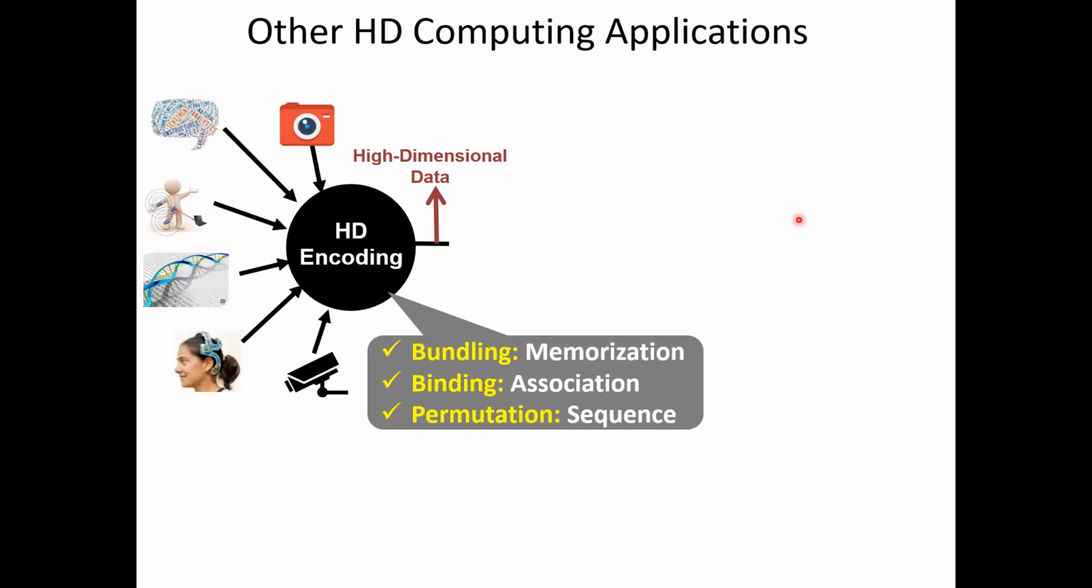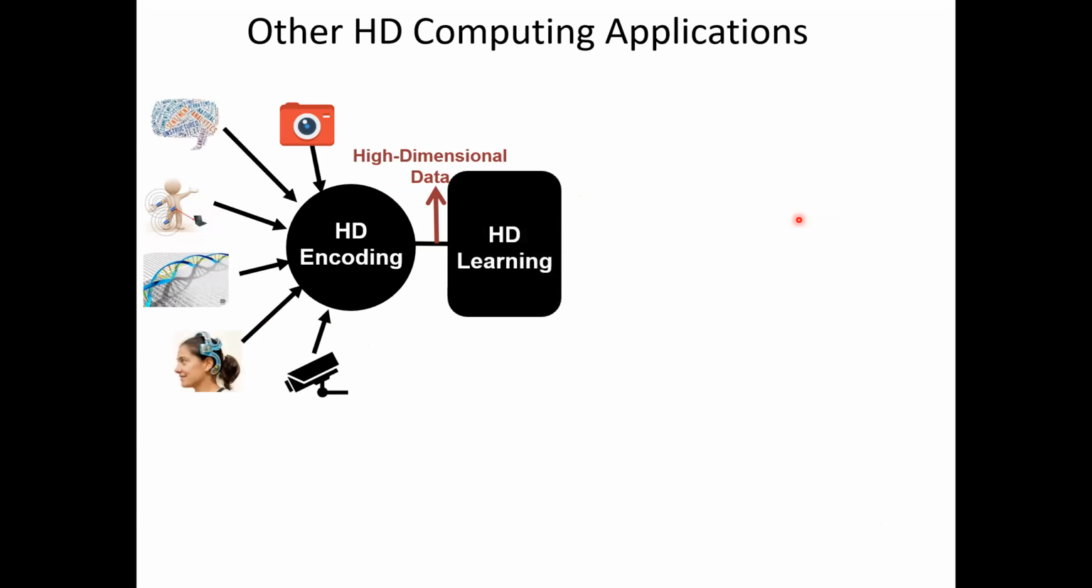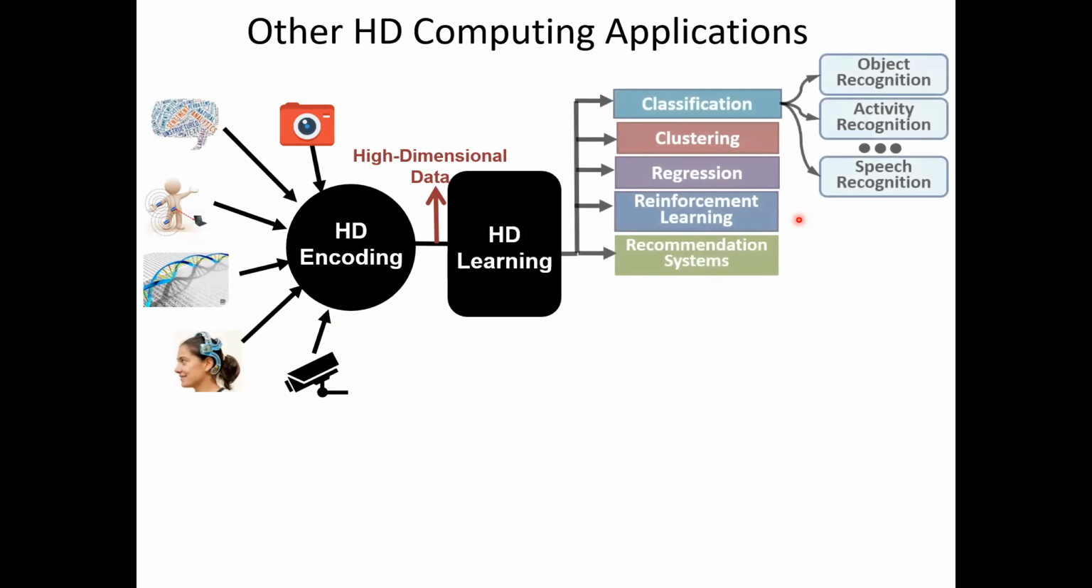But the application of this method is not limited to image classification, regardless of data type. Our group tries different encoding methods, which can map different data types into high dimensional space. Then we perform different learning tasks over the encoded data.